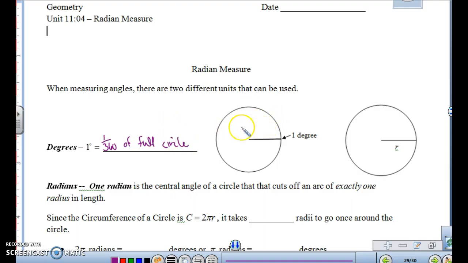So 40 degrees would be 40 out of 360. 50 would be 50 out of 360. 127 would be 127 out of 360. We're used to using degrees.